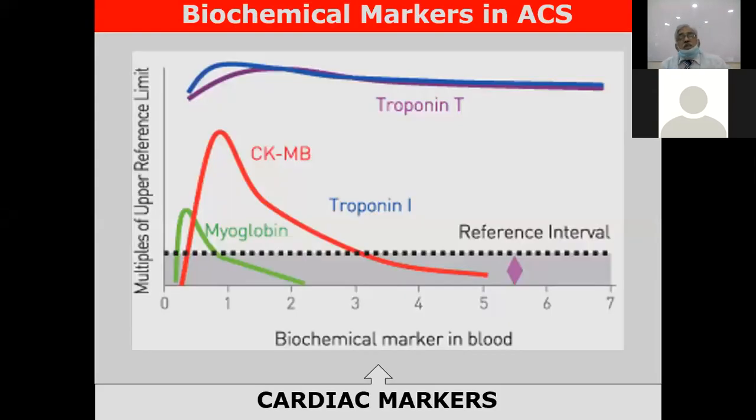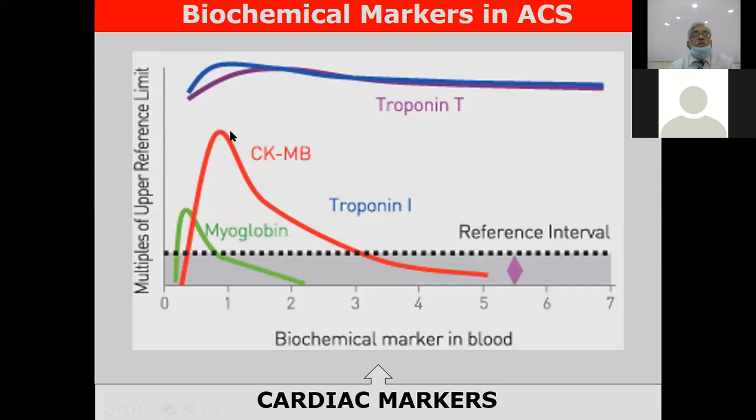So you can see, this is what I was telling you. You can never think of one investigation. The gold standards are electrocardiogram and these troponins, troponin T, troponin I, and CK. Myoglobin, you can say in this graph, it is not 0 hours, so it starts rising over here. And similarly, this violet color is trop T and this blue is trop I.